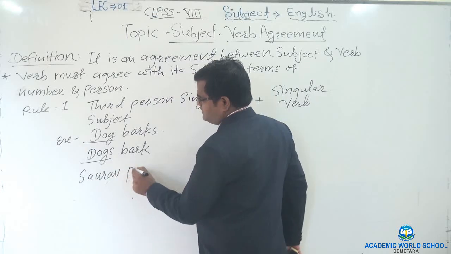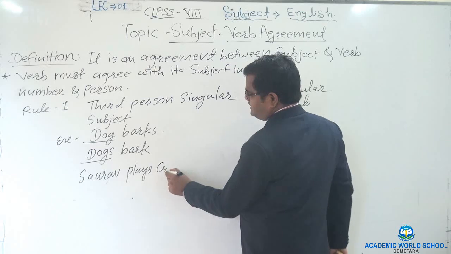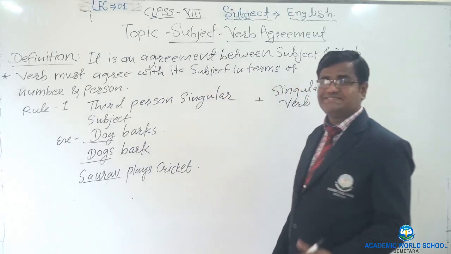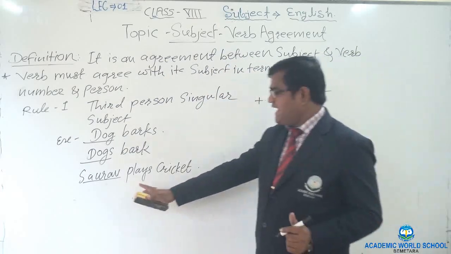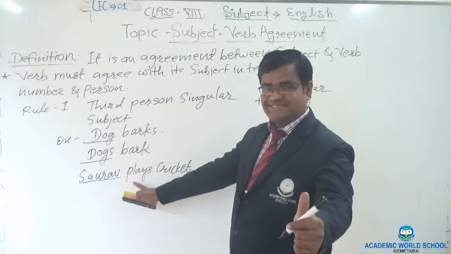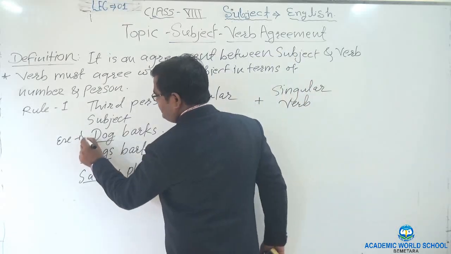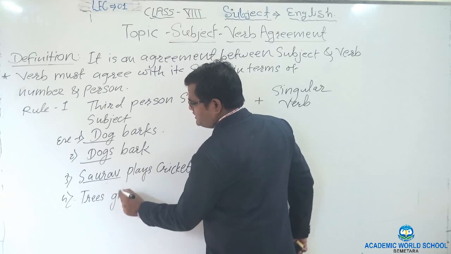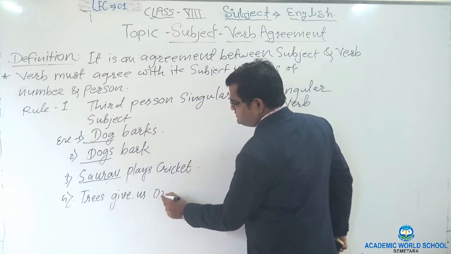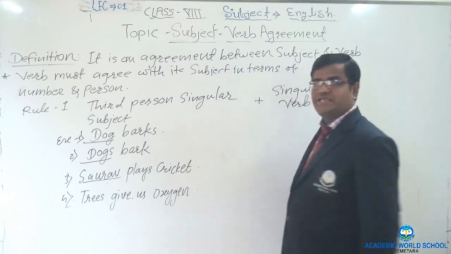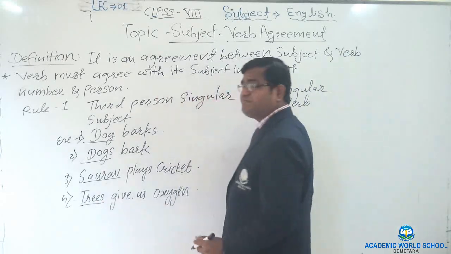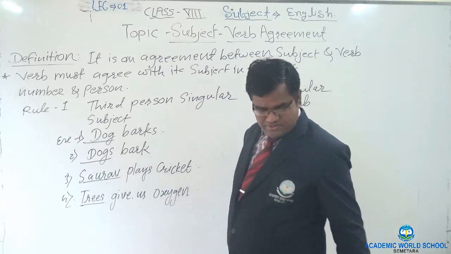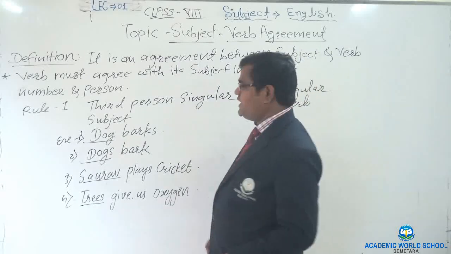Let's see one more example. Saurav plays cricket. Saurav is a third person singular subject again, and therefore play has taken S or ES here. One more example: please give us oxygen. Here, please is a plural subject, and therefore it did not take S or ES. Right? So I hope the first rule of subject-verb agreement is very clear to you.